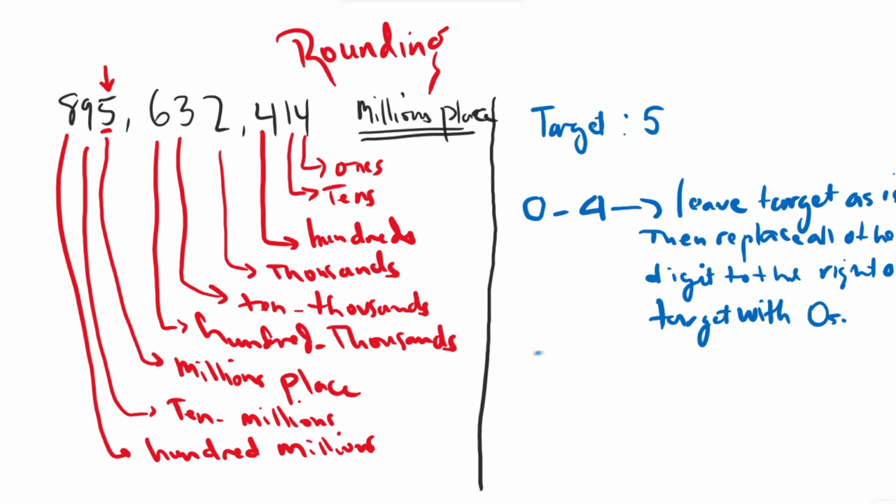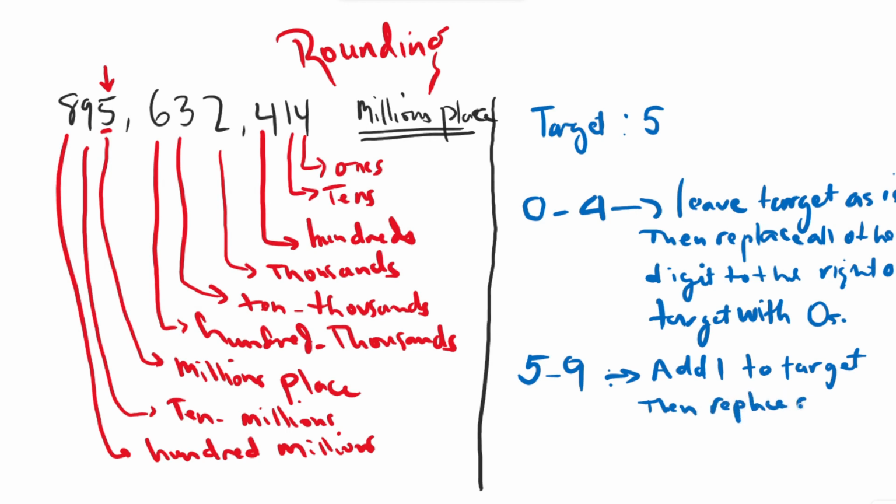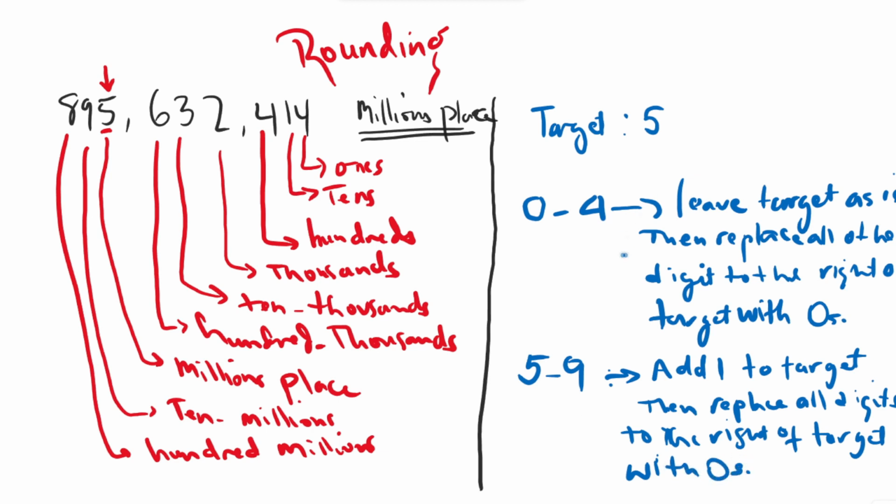The third rule says if the number that comes after the target is between 5 and 9, what you need to do is add 1 to the target, and once you finish adding 1 to the target, replace all digits to the right of the target with zeros. Okay, these are the rules we have here.